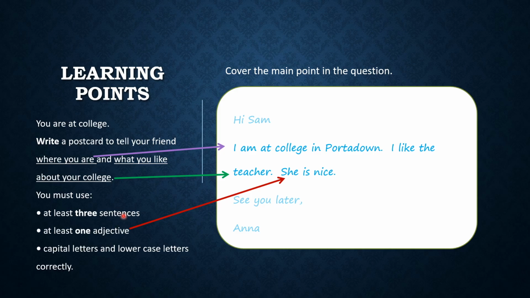So let's check and see if we have answered the question fully. So we must have at least 3 sentences, 1 full stop, 2 full stop, 3 full stop. Yes. We must use 1 adjective. The adjective here is nice. So yes. And the general thing here is to write a postcard. And yes, we've said hello and we've said goodbye. And most importantly, at the very end, we have included our name, because our friend needs to know who sent the postcard.